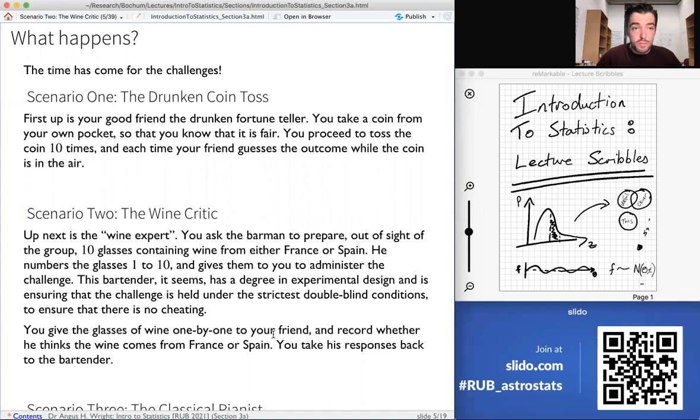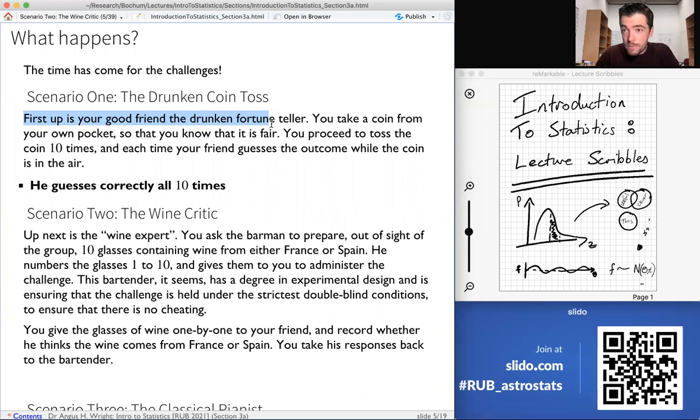So the first scenario, the first person up is our drunken fortune teller, our friend who thinks that he can predict the future, or tells you that he can predict the future. And his challenge is to correctly guess a coin toss 10 times in a row. Now, we take a coin from our own pocket, so we know that it's a fair coin, and we toss the coin 10 times in a row. And he calls heads or tails when the coin is in the air, and when it comes down, we look at the response. After 10 trials, it turns out that he guesses correctly every single time.